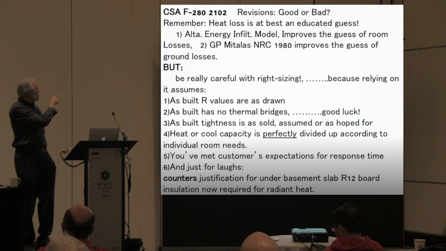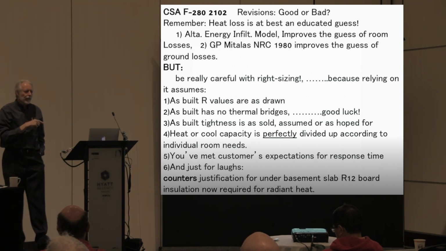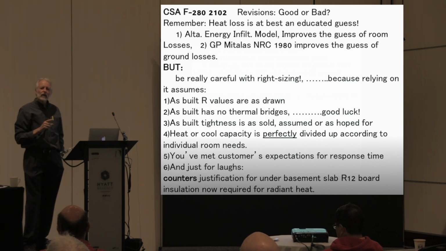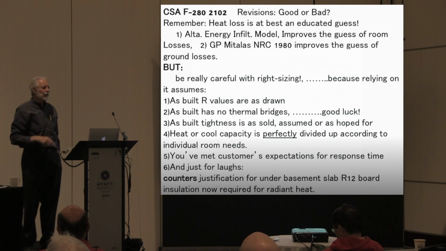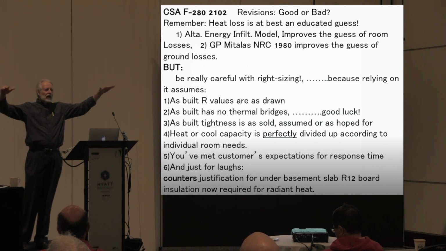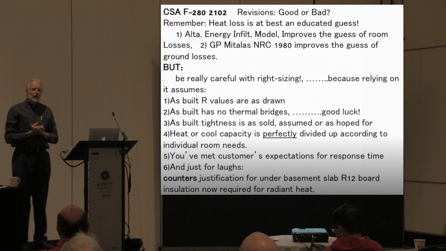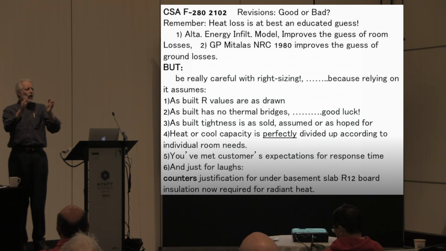The next one was G.P. Mitalas. Way back in 1980, when I got involved with this stuff, he made some really interesting discoveries. For example, if you build a slab-on-grade, single-level house, Scott very correctly pointed out there's massive heat loss to the perimeter of this slab, because concrete is a beautiful conductor. An 8-inch concrete wall is R1. What's the R value of a double glazed window?